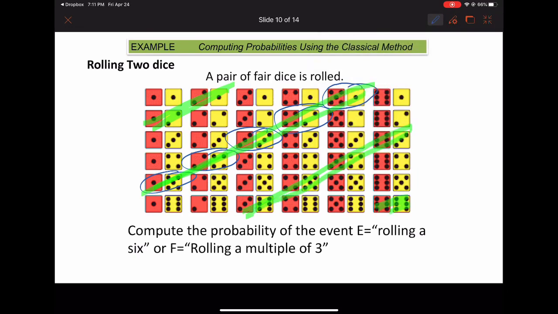So let's write this down. A probability of a 6 or multiple of 3. So the probability of rolling a 6, I have 1, 2, 3, 4, 5 6s, so 5 out of 36. Multiples of 3, I have 1, 2, 3, 4, 5, 6, 7, 8, 9, 10, 11, 12, 12 36s. And the overlap.